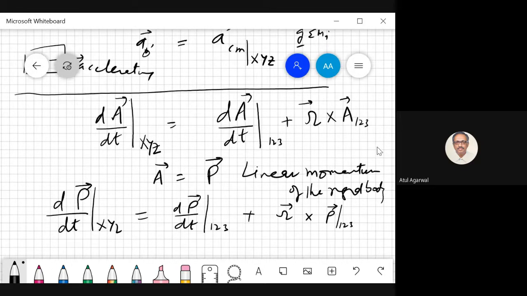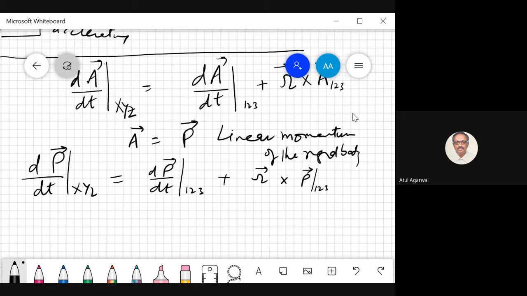Lavish, any problem with this? This A we have measured with respect to the 1, 2, 3 system. It's a vector in the 1, 2, 3 system. But we want to find its time derivative with respect to a fixed system.